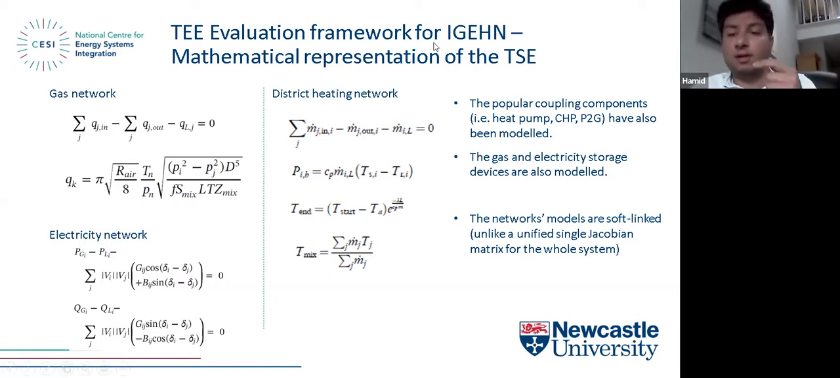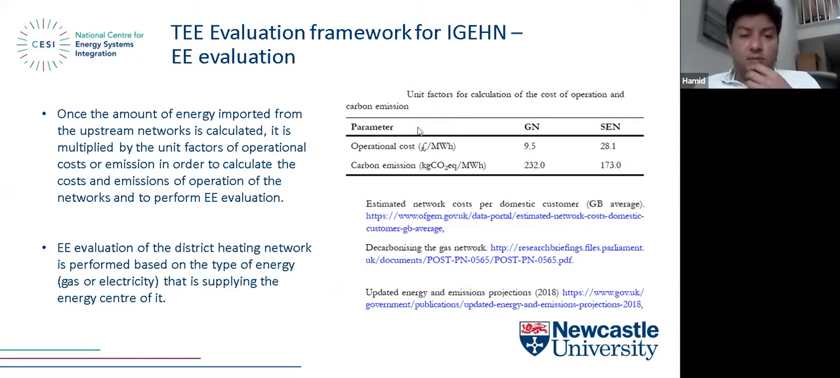We have also considered different coupling components, for example heat pumps, CHPs or power to gas, and also gas and electricity storage devices. The network models are soft linked, unlike a unified Jacobian. And the same for economic and environmental evaluation. Once we know the technical operation and parameters of the network, we multiply these values by operational cost and carbon emissions of gas and electricity networks, which come from Ofgem, government and parliament documents. Just because of the time, I think we need to rush a bit.